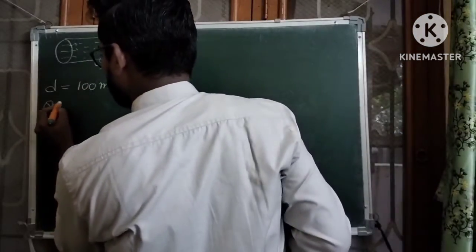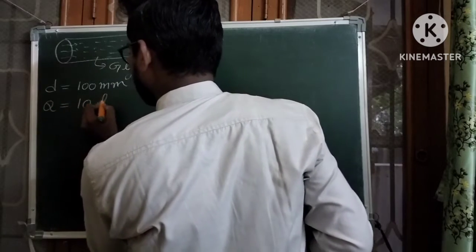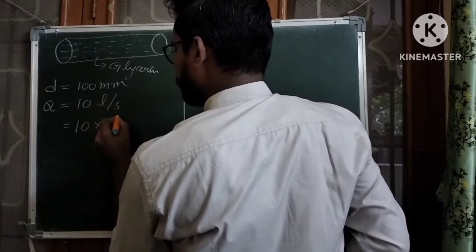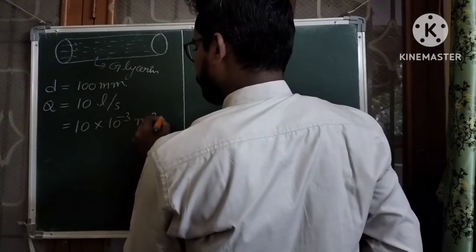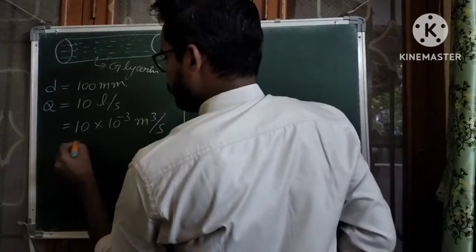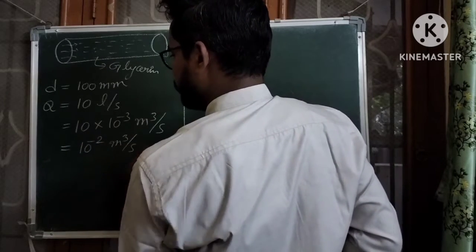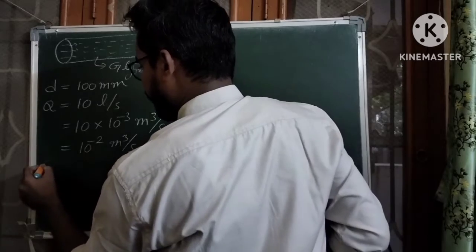And discharge is also given: 10 liters per second. We know that 1 liter is equal to 10 to the power of minus 3 meter cube per second. So 10 into 10 to the power of minus 3, that is 10 to the power of minus 2 meter cube per second.